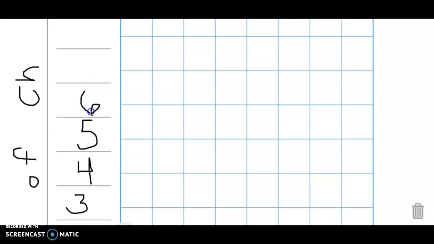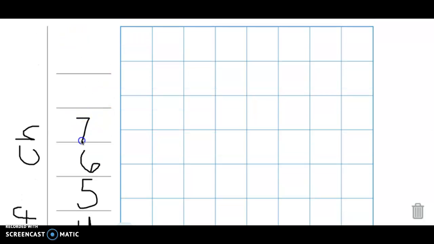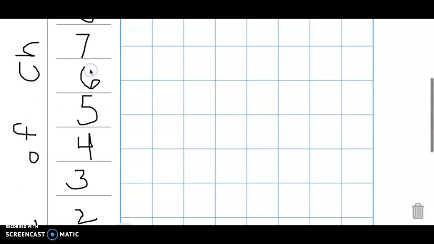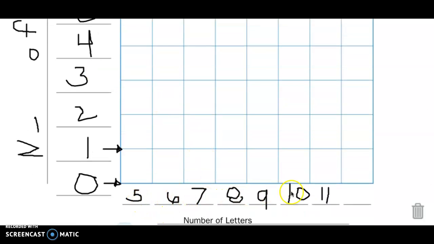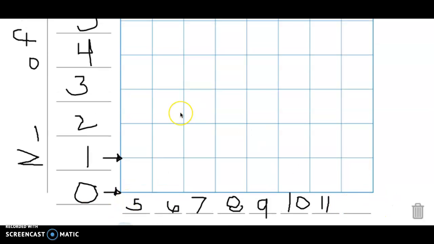I only needed to go to 6, so could I draw the rest of them in? I definitely could. Do I need them? No, but it's okay to fill our entire chart. So I have 0 through 9, and I have 5 through 11. Is it okay that we didn't start with a 0 here? Definitely, because we didn't have any numbers before 5, and we don't have any numbers after 11.